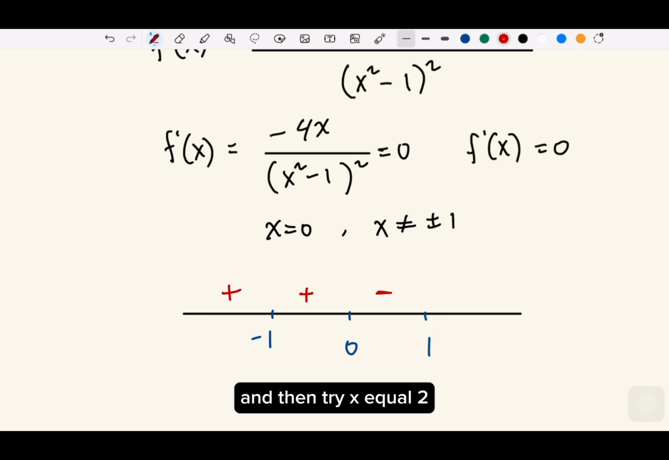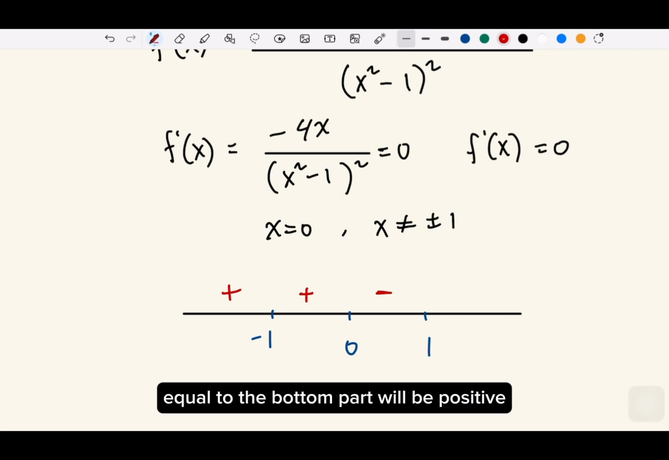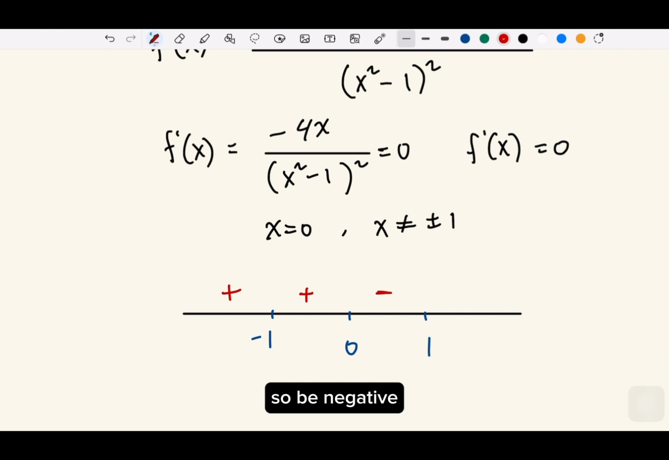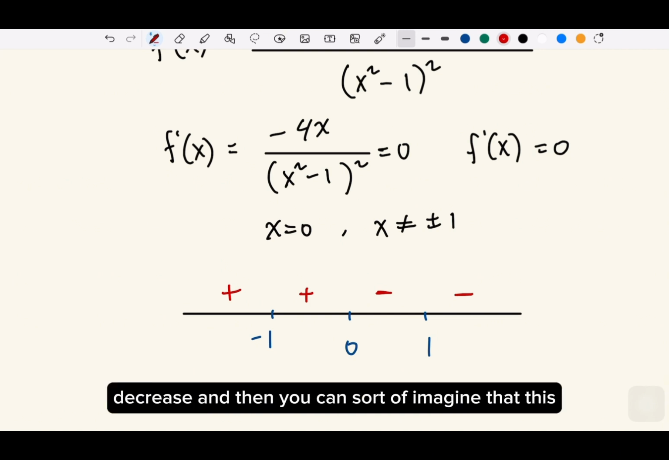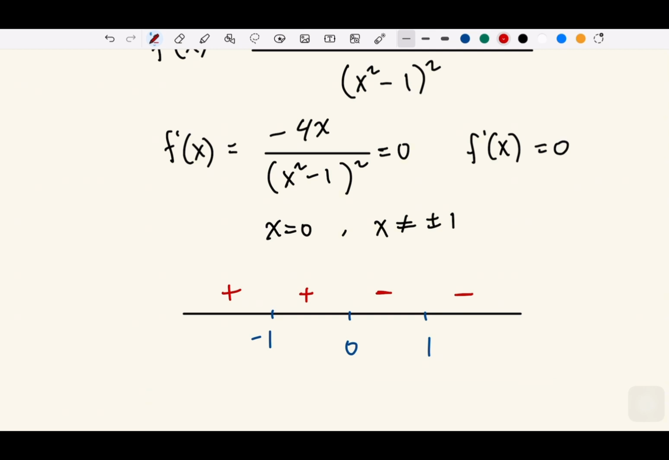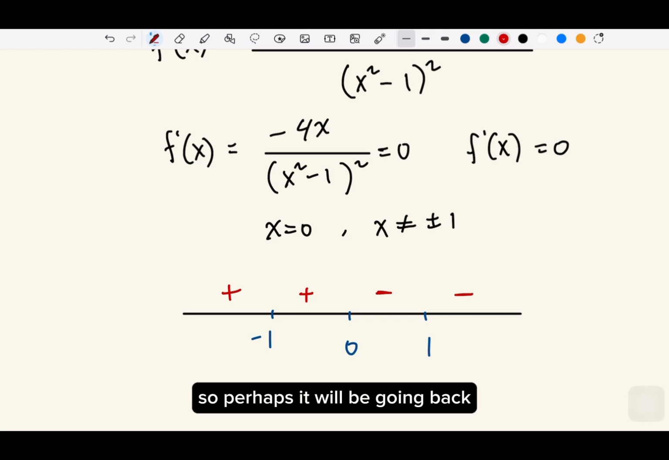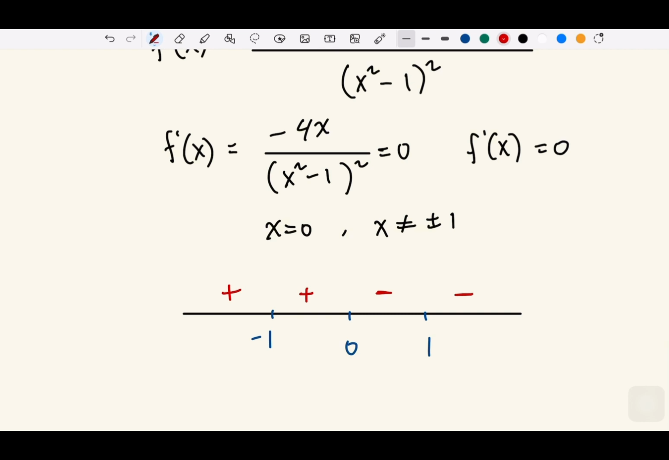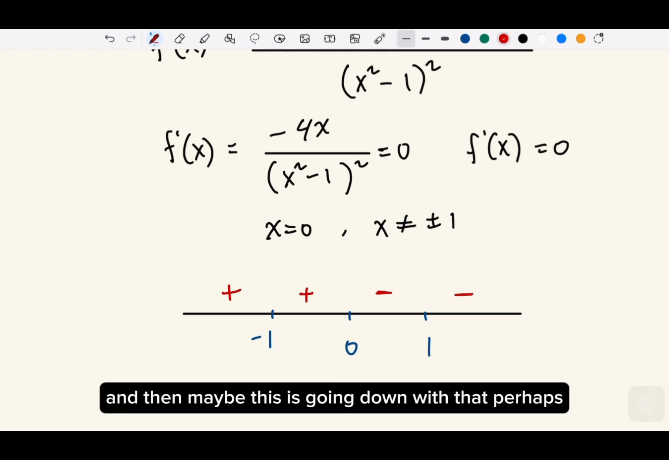And then try x equal to... the bottom part will be positive, and the top one will be negative, right? So it will be negative. So it will increase, decrease, decrease. Okay? And then you could sort of imagine that this will be your vertical asymptote also, right? 1 and negative 1. So perhaps it will be going that way, and then this will be maybe still going there. So this is the asymptote. And then maybe this is going down like that, perhaps.